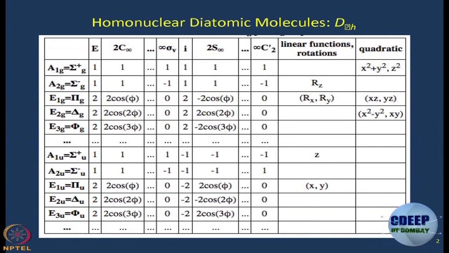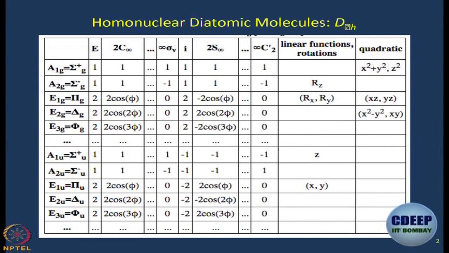Okay. So, this here is the character table for D infinity h, and since it is a special character table, Mulliken nomenclature is also special. See, the first irreducible representation you have is of course totally symmetric. So, you would usually call it A1g, but you do not.